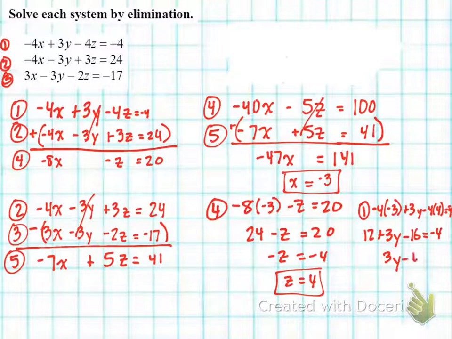3y minus 4 is equal to negative 4. And then 3y is equal to 0, or y is equal to 0. Okay, but your solution is going to be three numbers. It's going to be x, y, z, so negative 3, 0, and 4.